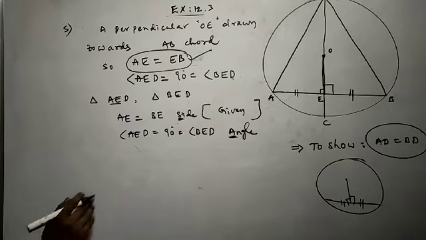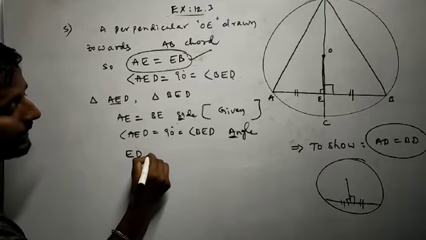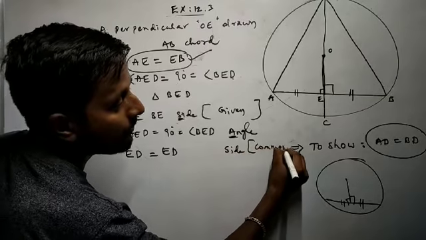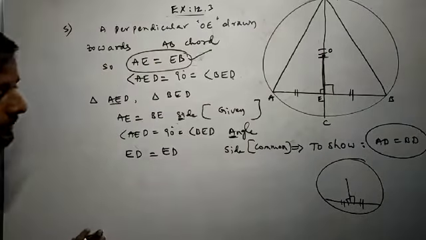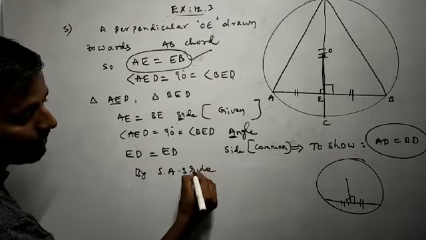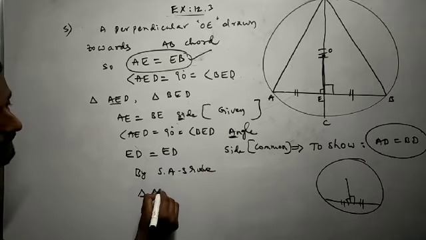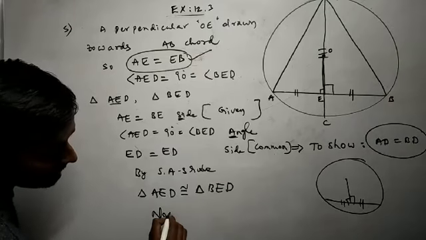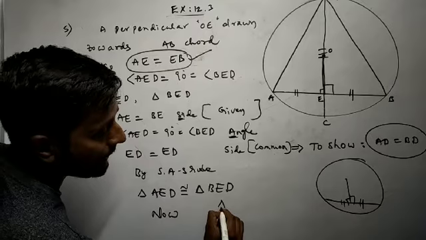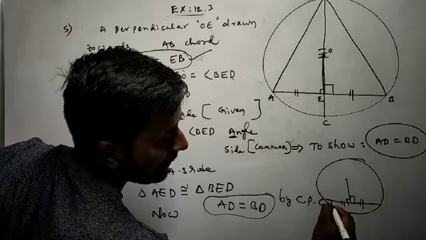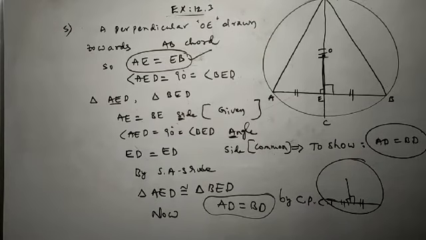To use the SAS rule, we need one more side. So I'll write ED is equal to ED. It is a side. The reason for equality is common side for both triangles, correct? Right. By SAS rule, triangle AED is congruent to triangle BED. But after congruence, we can decide the corresponding parts are equal. So AD is equal to BD by CPCT rule, the corresponding parts of congruent triangles. Okay, I hope you understand.